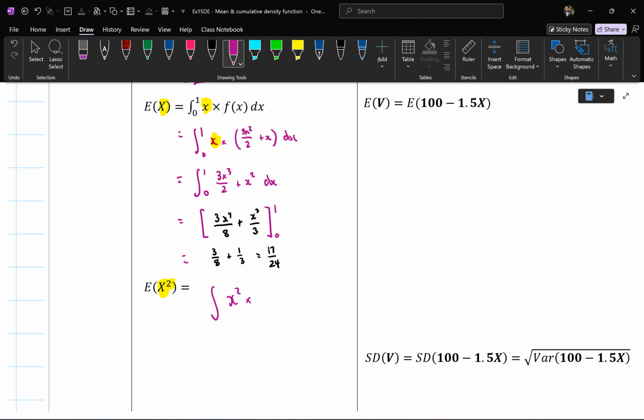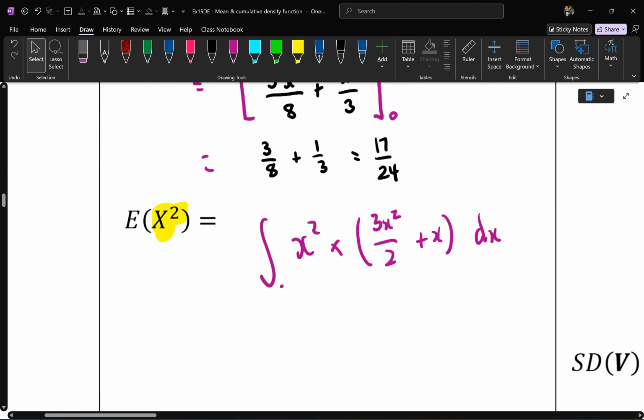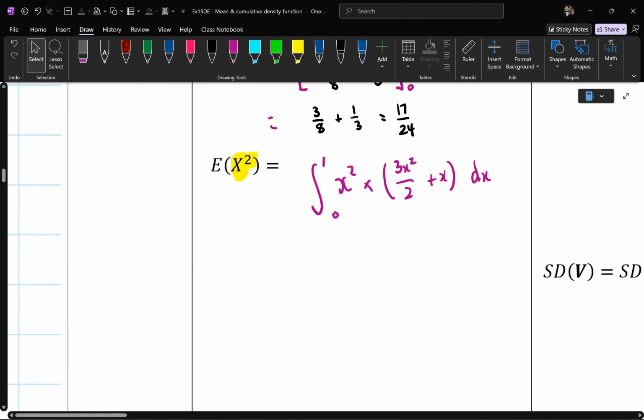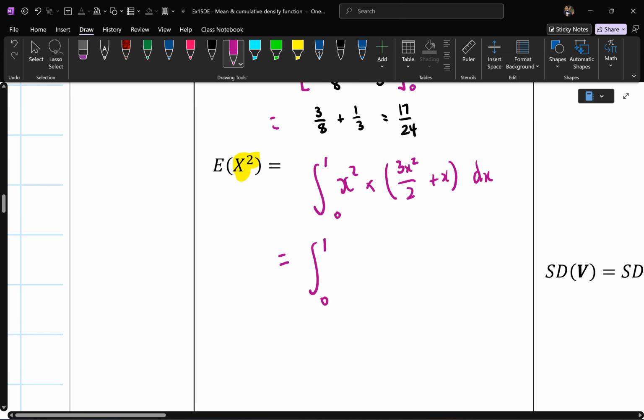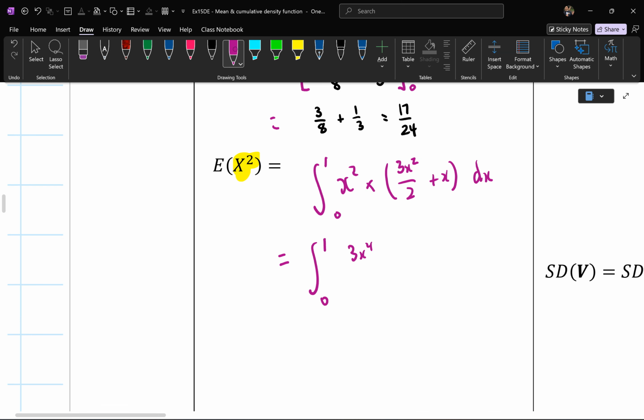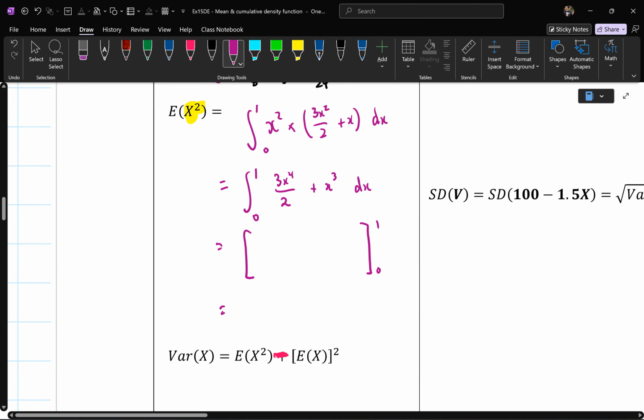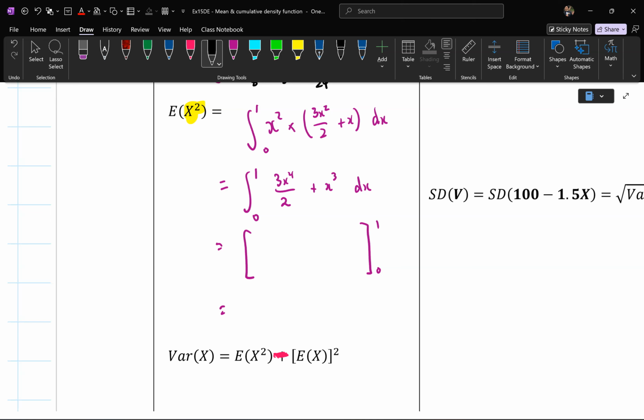So here we go. It's x squared times, and you do the same thing again. 3x squared over 2 plus x dx, and it's still between 0 and 1. I'm going to simplify it again, and then you calculate for me. So here we go. That should be 3x to the 4 over 2 plus x cubed dx. Next bit, antiderive. Let's pick someone else. Xavier, what's the antiderivative of 3x to the 4 over 2?